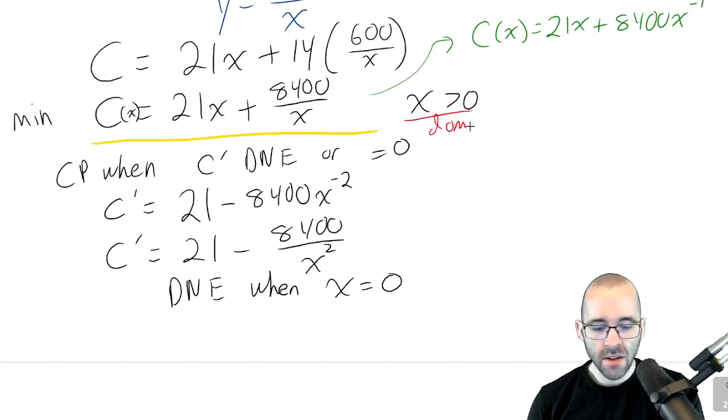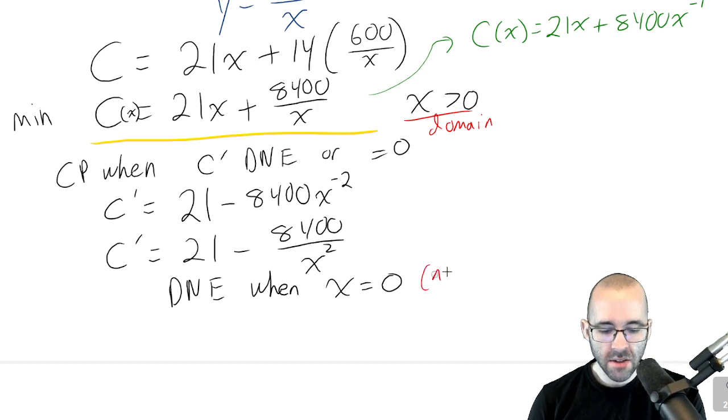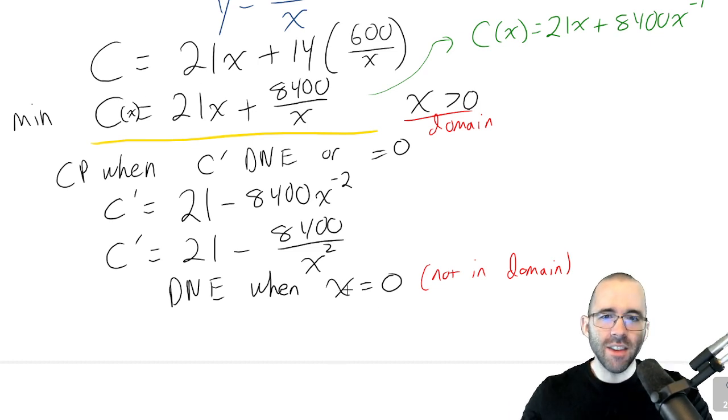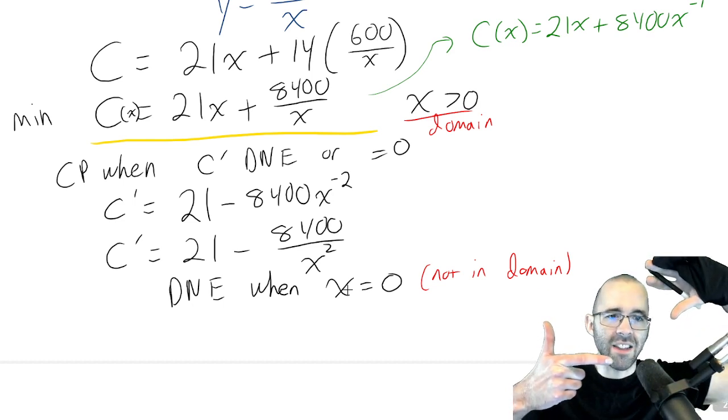Right? This is our domain. So this is not in the domain, so we don't care about it. Not important. And in fact, the function doesn't even exist there. We can't have an area with a side length of 0.